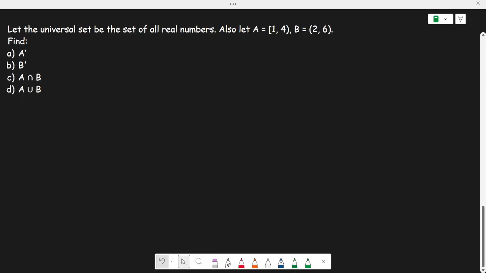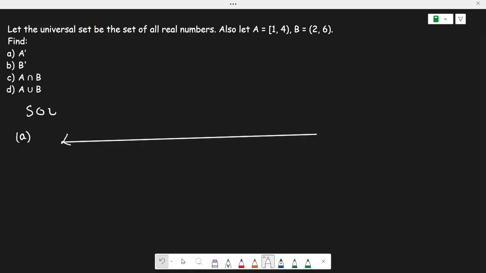The second example says, let the universal set be a set of real numbers. Also, let A be equal to that and B be equal to that. Right. So since the universal set is a set of real numbers, you have to present it on a number line. And the first question says, find A complement. So the first thing that we have to do for us to find A complement is come up with a number line.